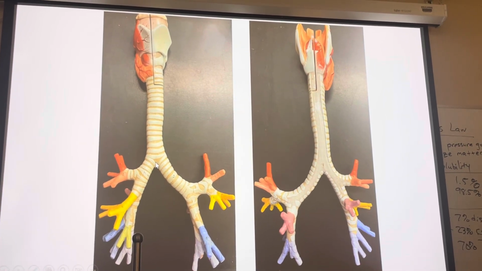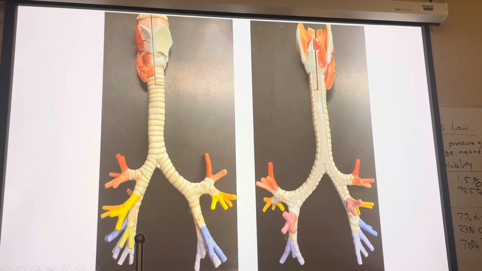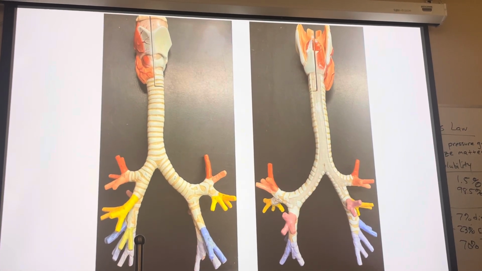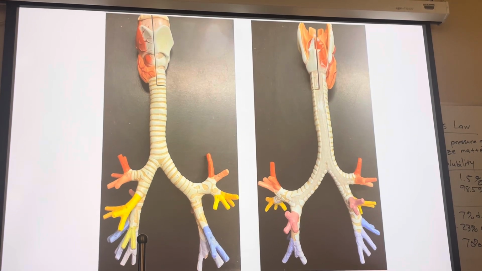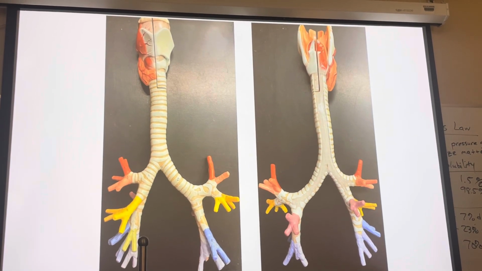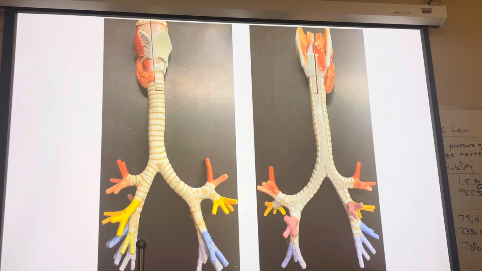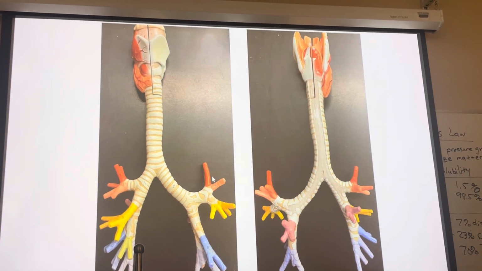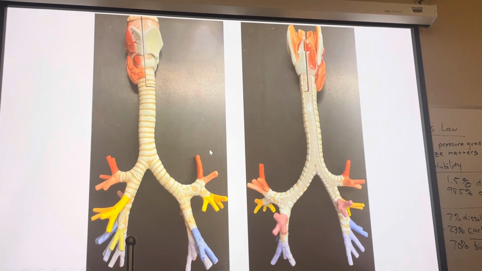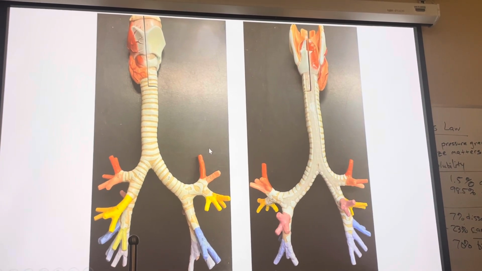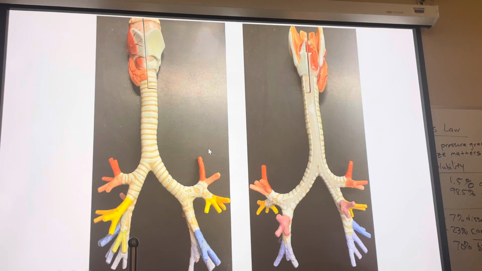The branch point of the trachea, the branch point at the bottom, it's called the carina. Carina, C-A-R-I-N-A, the carina. At the branch point, you start to see what are called bronchi. There are 3 levels of bronchi. The bronchi are the big airways in your lungs. You do have smaller airways, but I don't think y'all are responsible for them.